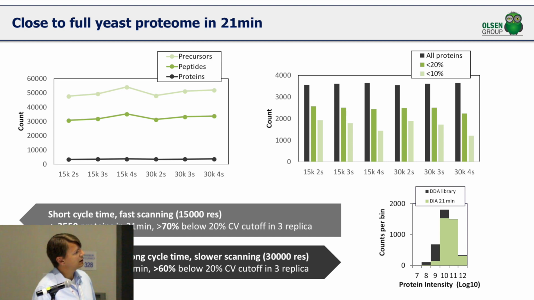CVs were below 20%. But with longer and slower scanning methods, we could get slightly deeper into the proteome, but then we would also suffer a bit on the accuracy of the quantitation. And we can see we're not covering the entire yeast proteome. We're still missing out a little bit on some of the lower abundance proteins, but at least it looks very, very promising that we can quantify more than 3,500 yeast proteins in just 21 minutes of analysis time.